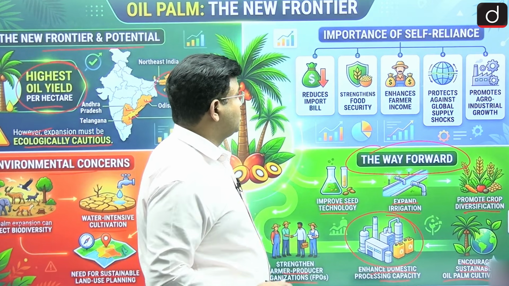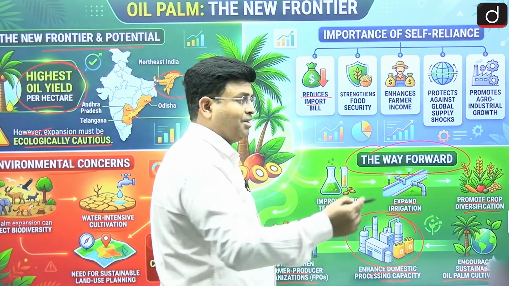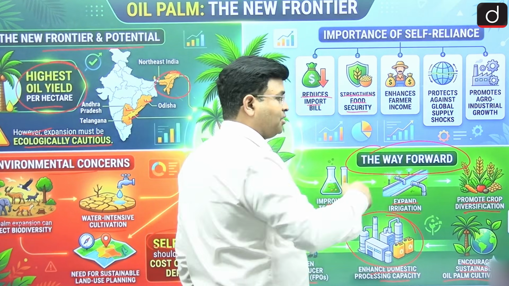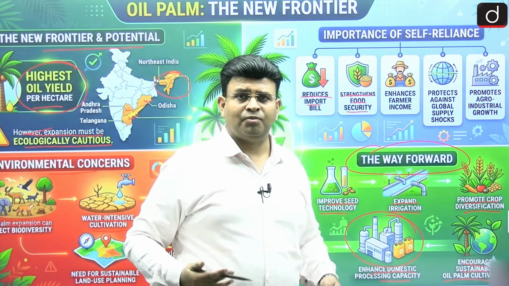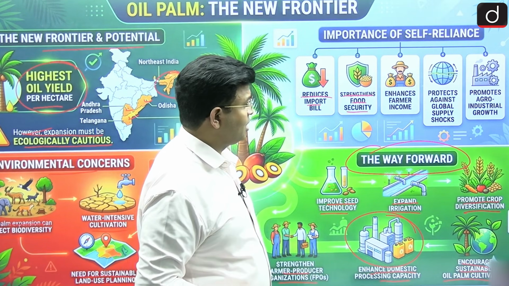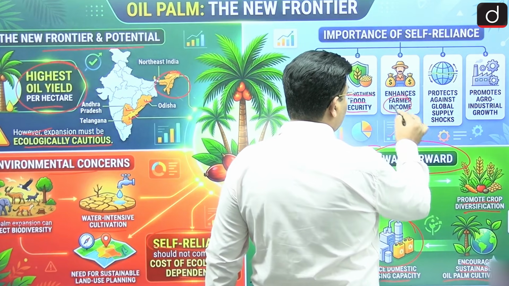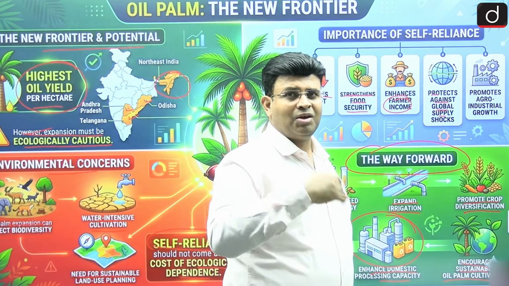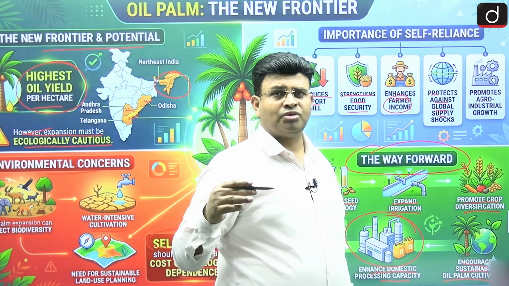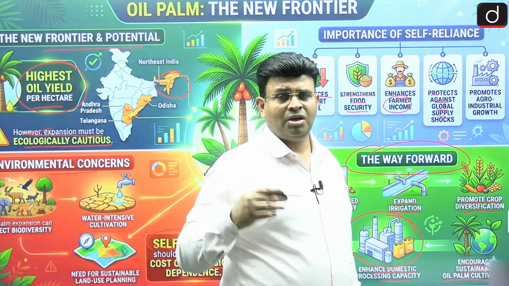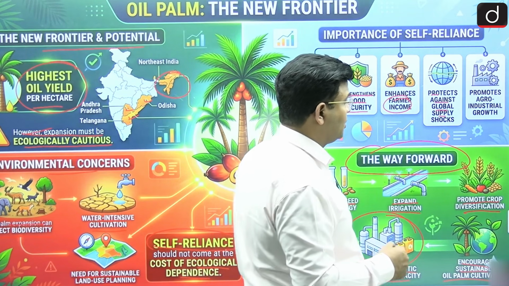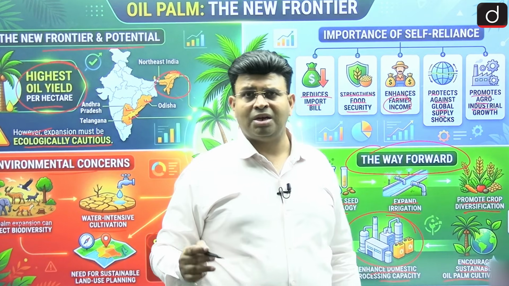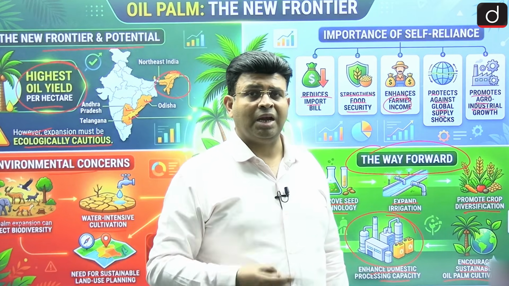So you can say the importance of self-reliance: it reduces the import bill, because we are importing and forex is going out, so we have to reduce this. It strengthens food security; yes, this is an important part of our fats, and somewhere energy requirement is there, and it has nutritional value too. It enhances farmer income and protects against global supply shocks. If there is some problem in the world, then the supply of edible oil will be disturbed in India. So to save ourselves from such global supply chain shocks, we have to improve our production itself and promote agro-industrial growth. Agro-industrial growth means those kinds of industries should grow which can support edible oil.